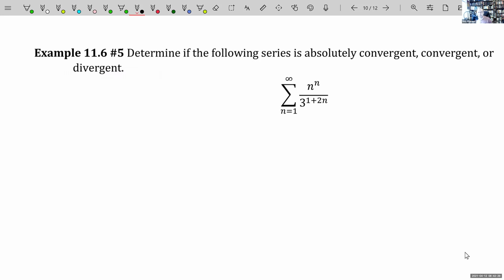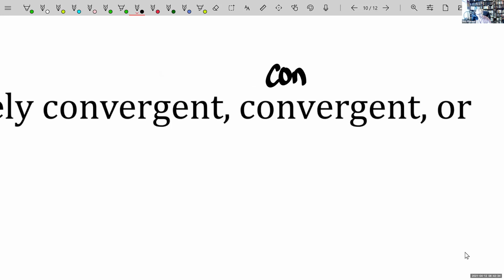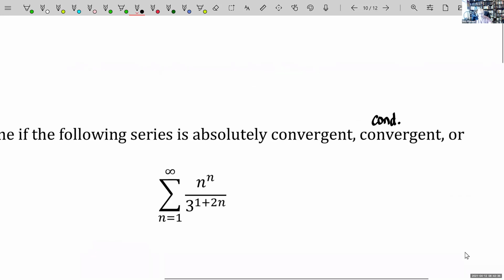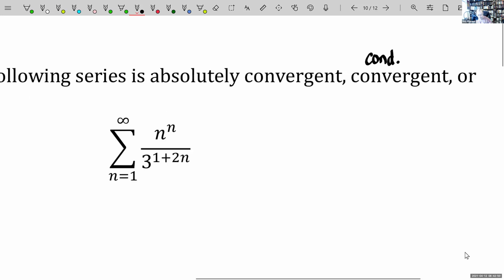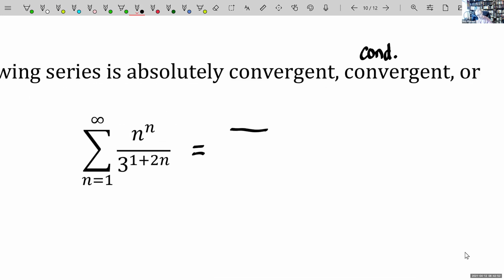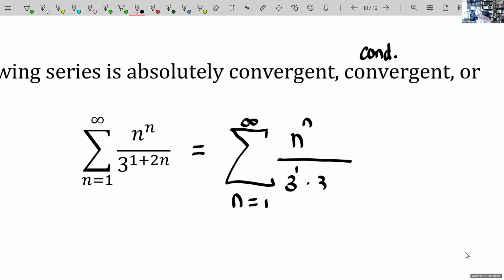Here's a series. Determine if it's absolutely convergent, conditionally convergent, or divergent. Well, if you take a look at that, you might say, that doesn't look like it has the nth power on a sequence term, but it does. That is the nth power of something. How do I know? Because I know the laws of exponents, and so do you. You know that this can be rewritten as n to the nth over 3 to the first times 3 to the 2n.